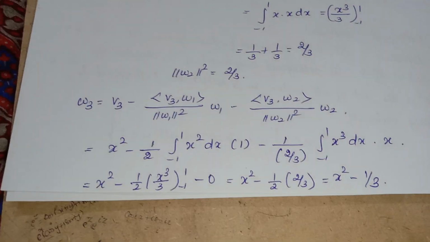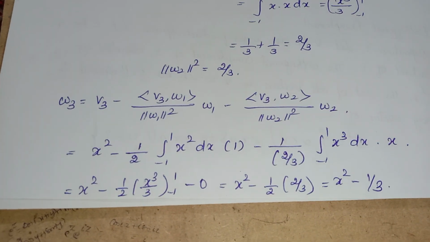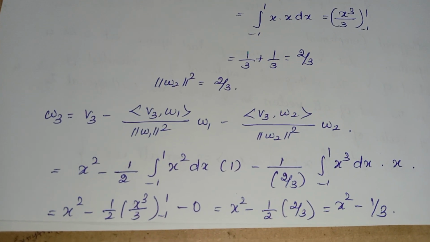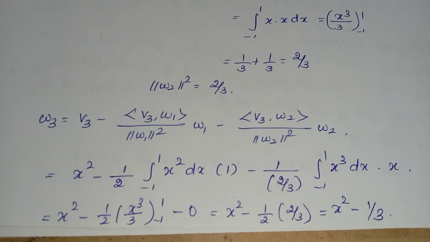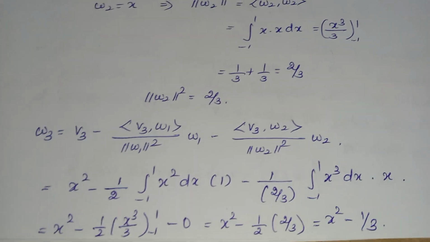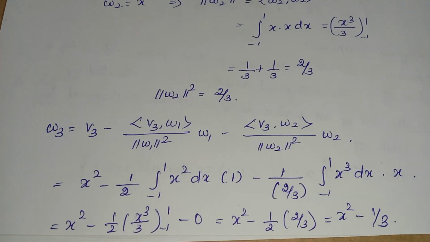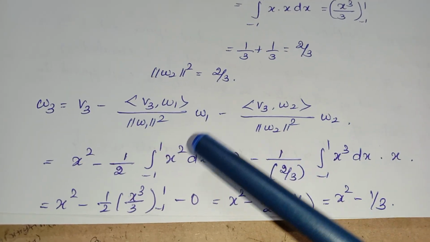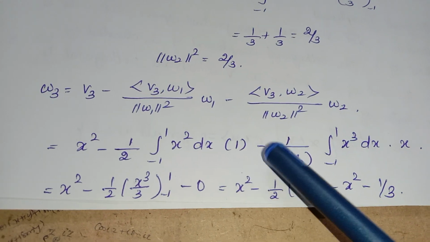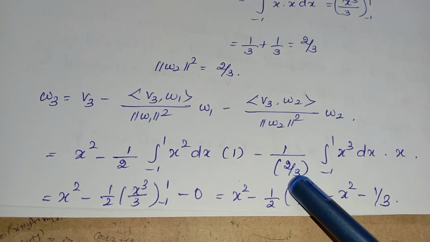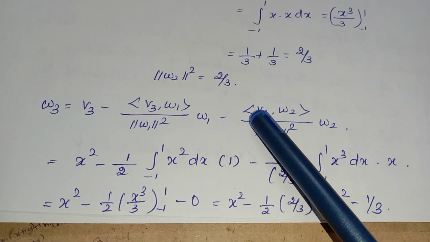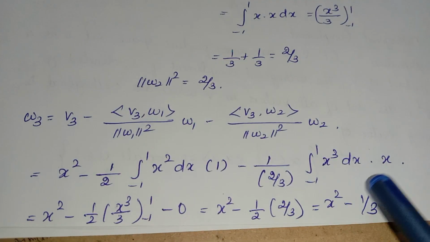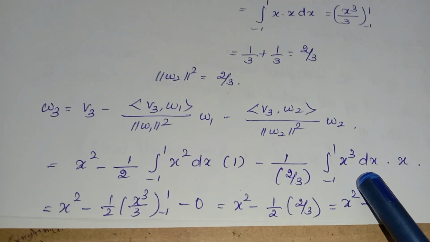Next one is W3. W3 equal to V3 minus inner product of V3 with W1 by norm W1 square into W1, minus inner product of V3 with W2 by norm W2 square into W2. Substitute the values for V1, W1, W2 and V3. So W3 equal to x square minus 1 by 2 into integral minus 1 to 1. V3 is what? x square. W1 is 1 only. So x square dx, minus, this is 2 by 3, no? So 1 by 2 by 3 into integral minus 1 to 1. V3 is x square and W2 is x. Isn't it? So x cube dx. W2 is x.